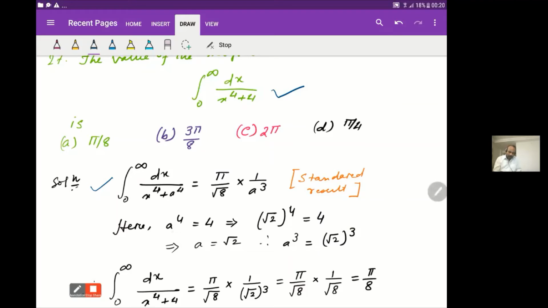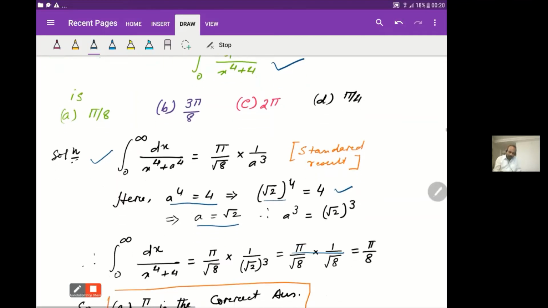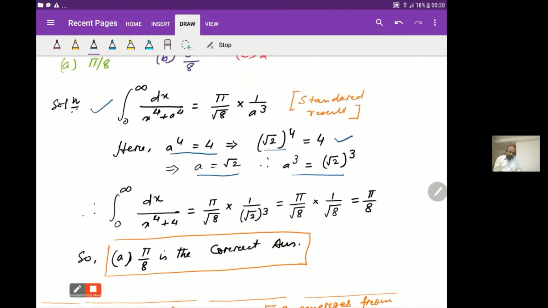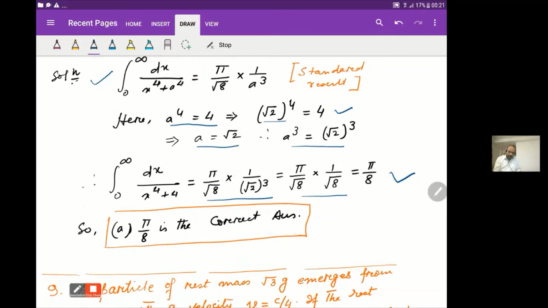So here we are given a to the power 4 is equal to 4. That means root 2 to the power 4 is equal to 4. That tells that a is equal to root 2. Naturally, a cube is root 2 to the power cube. So we can have 0 to infinity dx by x to the power 4 plus 4, that is equal to pi by root 8 times 1 by root 2 cube, that is equal to pi by root 8 times 1 by root 8, that gives us pi by 8. So option A, pi by 8, is the correct answer.